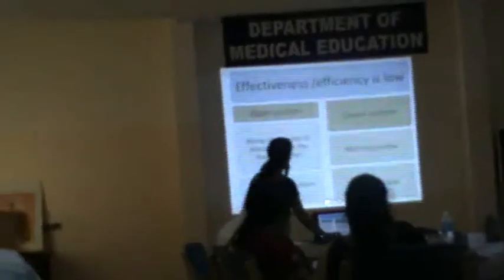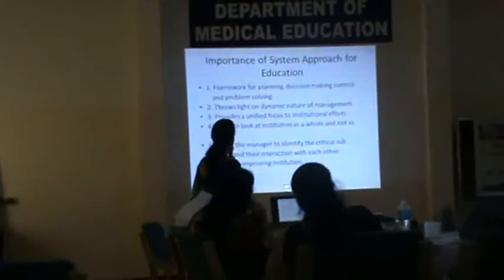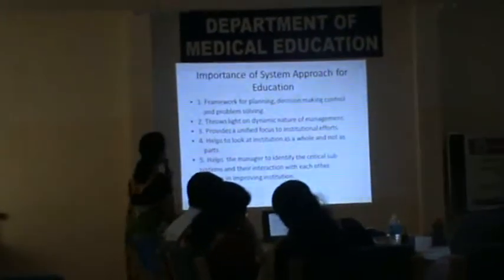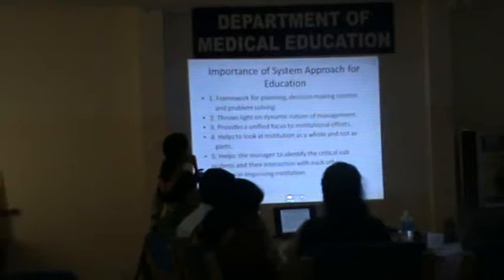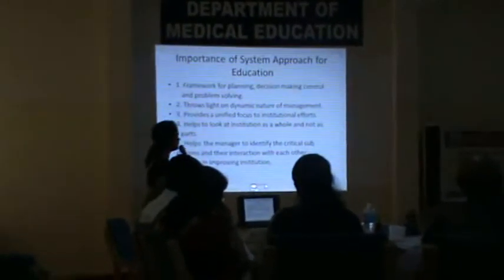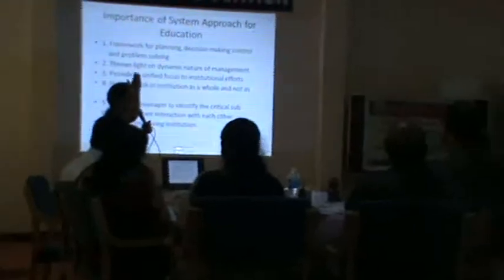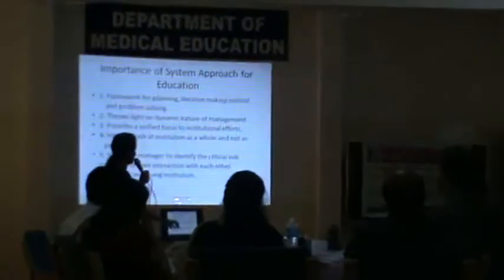So they give us feedback. If we know the feedback, we can always change. A closed system is non-responsive and then non-functional. So the importance of the systems approach to education is that it gives us a framework for planning, decision making, and problem solving. Very important. So we can look at it at our level, and the other higher levels will be taken up by the management.